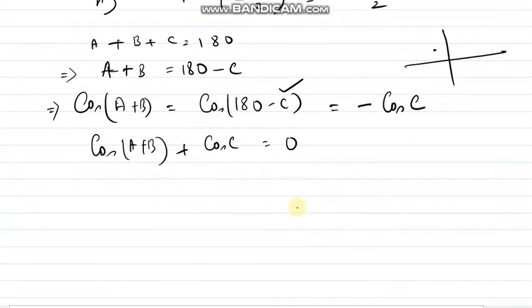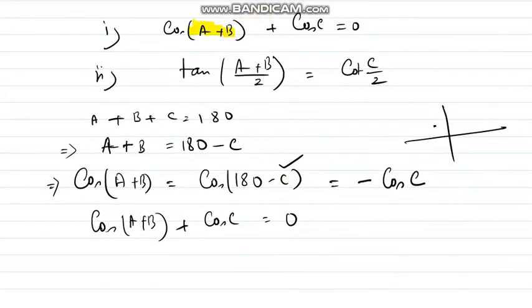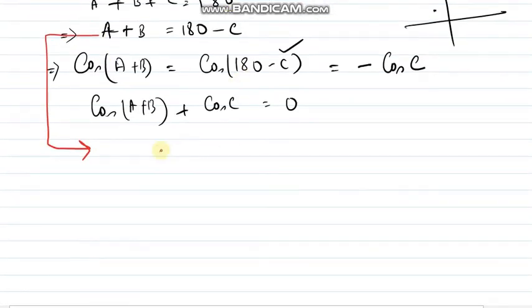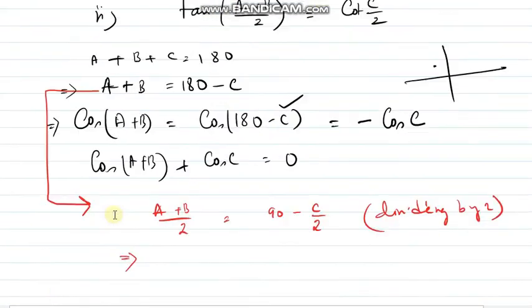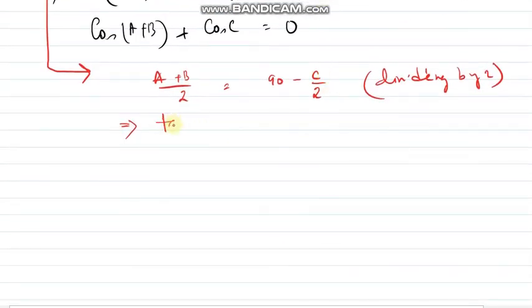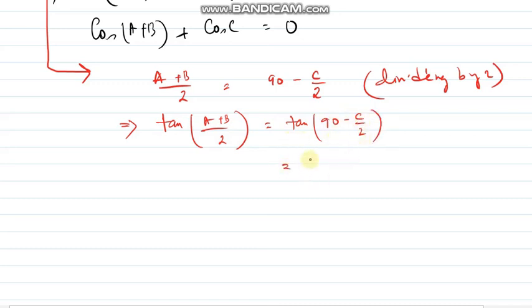But the next, it is A plus B by 2. So from this line, what can I write? Can we write that A plus B by 2 equals to 90 minus C by 2 if I divide by 2? So dividing by 2, right? So can we write that tan of A plus B divided by 2 equals to tan of 90 minus C divided by 2. And what is tan of 90 minus theta? That is cot theta. So I got my proof, right?